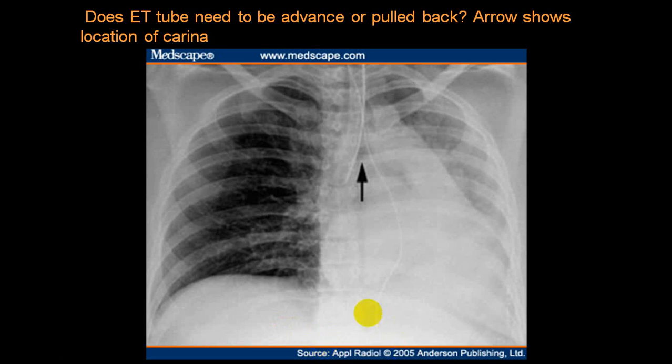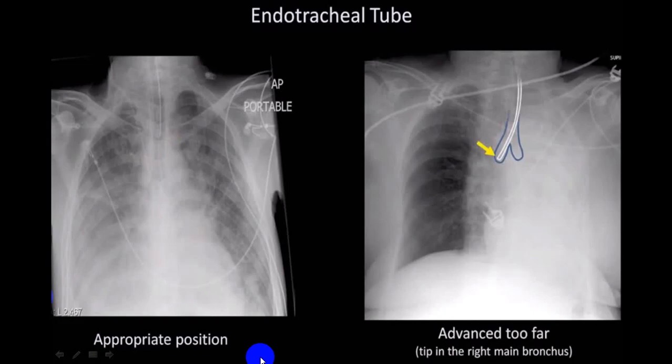Plus you can see there is one more which is going down like this. This is a wire which is going into the cardiac shadow. So that may be a pacemaker wire or could be a monitor wire.